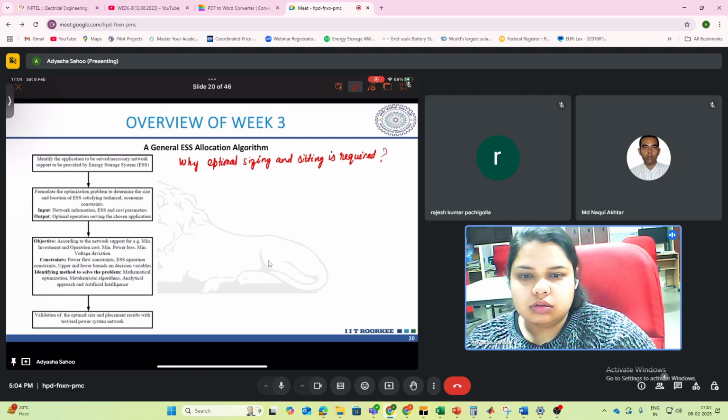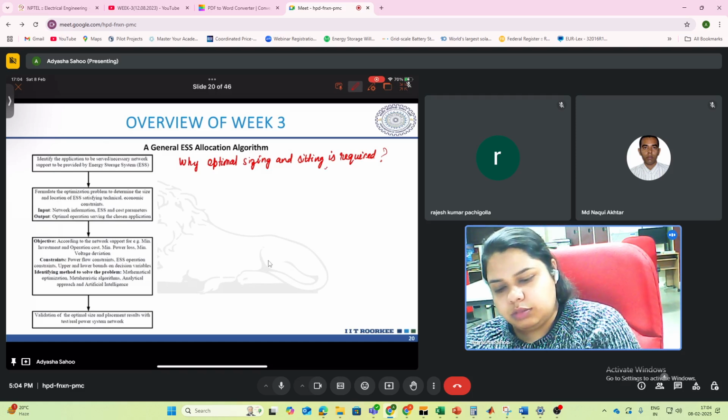Can you say, Rajesh or Akhtar, anyone, why optimal sizing and setting of energy storage system is required?